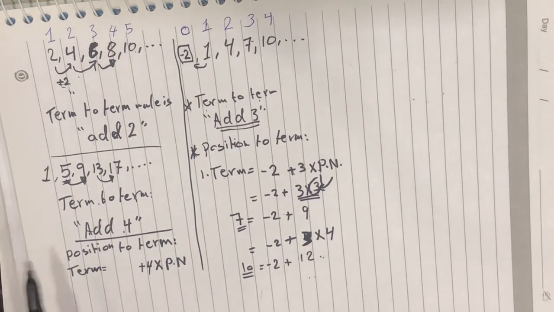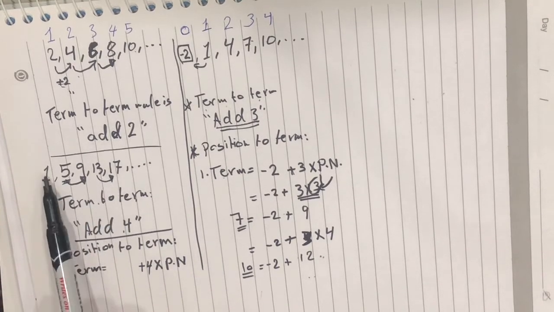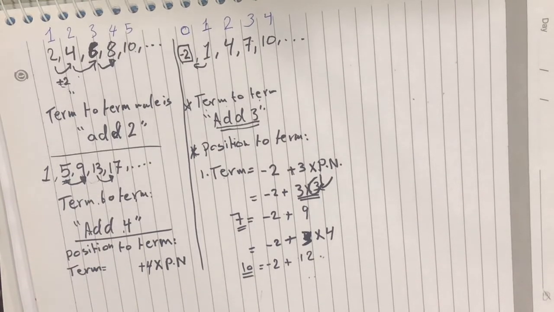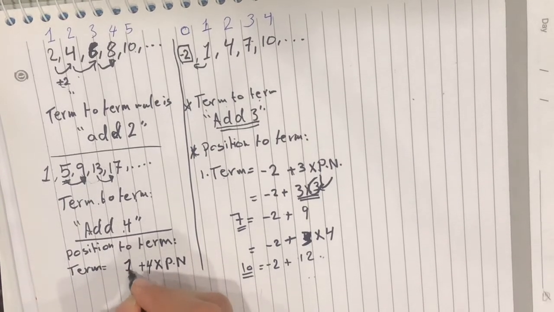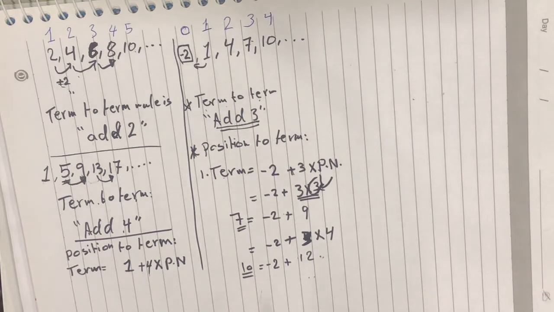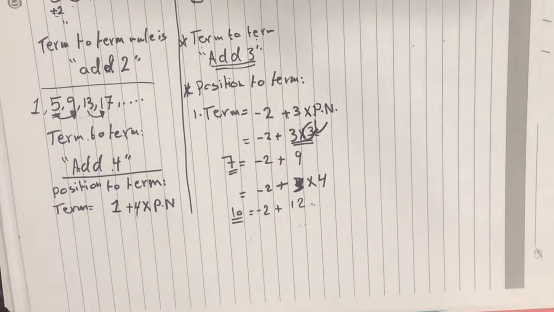In order for this sequence to be correct, it has to be 1, because each time I'm adding 4. 1 plus 4, 5. 5 plus 4, 9. 9 plus 4, 13. So this is correct. I write here 1. So my position to term rule is term equals 1 plus 4 times position number. I want to make sure my rule is correct. So I test it.